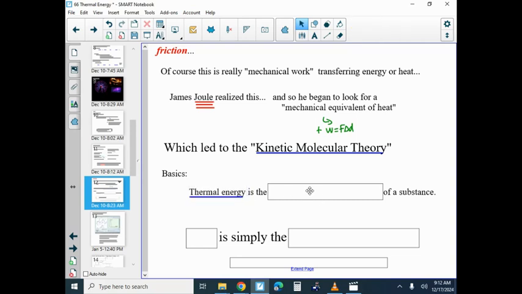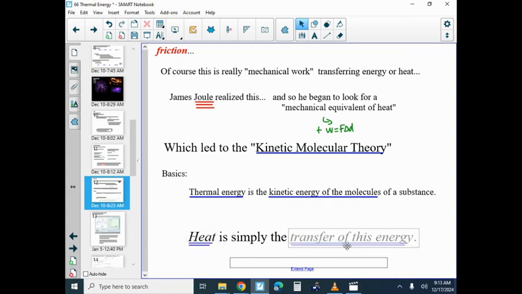And so you've probably heard of this, that thermal energy is really just the kinetic energy of molecules of a substance. So what's the difference between a cold potato and a hot potato? Just the molecules of a hot potato are vibrating back and forth faster than in the cold potato. So heat is the transfer of energy, right?